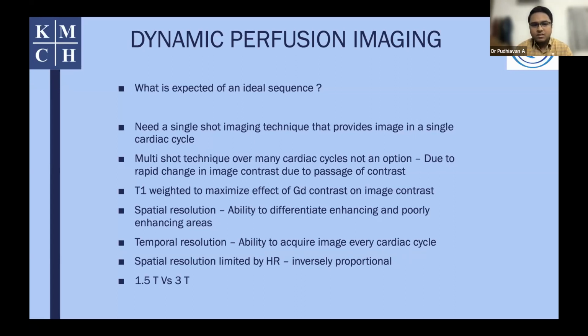Coming to 1.5 Tesla versus a 3 Tesla system, dynamic perfusion imaging is much better in a 3 Tesla system. This is because of the higher field strength and gradient strength, which recruits a lot of protons in the patient's body, thus increasing the signal to noise ratio.